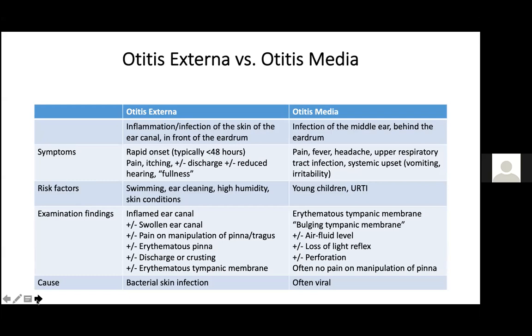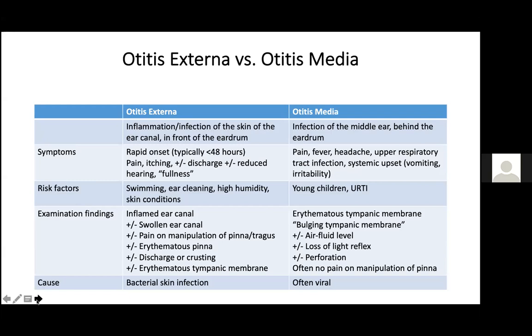Risk factors, like we've already been over, for otitis externa are swimming, cleaning your ear, high humidity and skin conditions. Risk factors for otitis media are having an upper respiratory tract infection, and it's more common in younger children. On examination, how do you examine to try and figure out which is which?